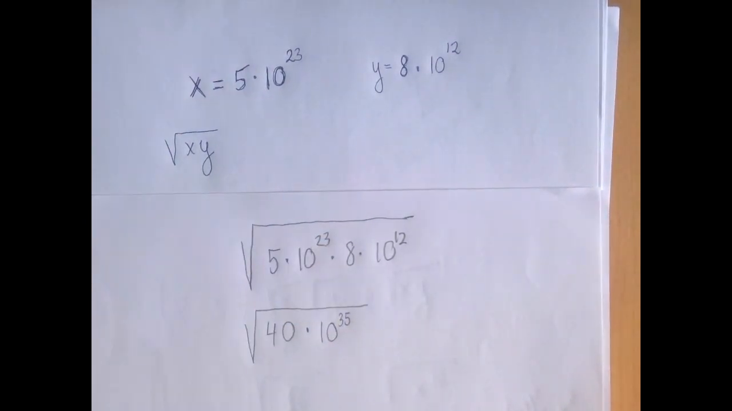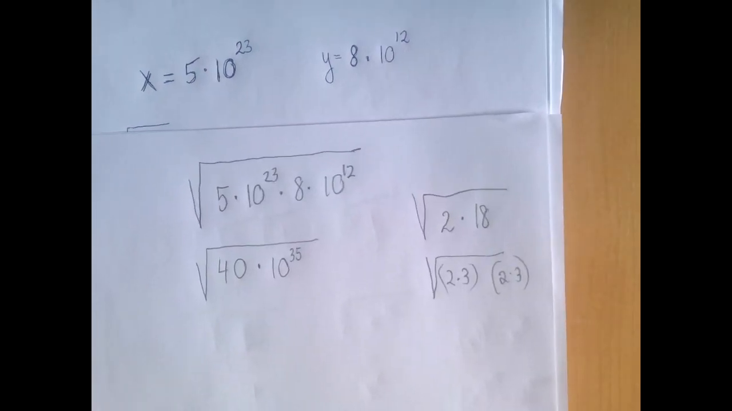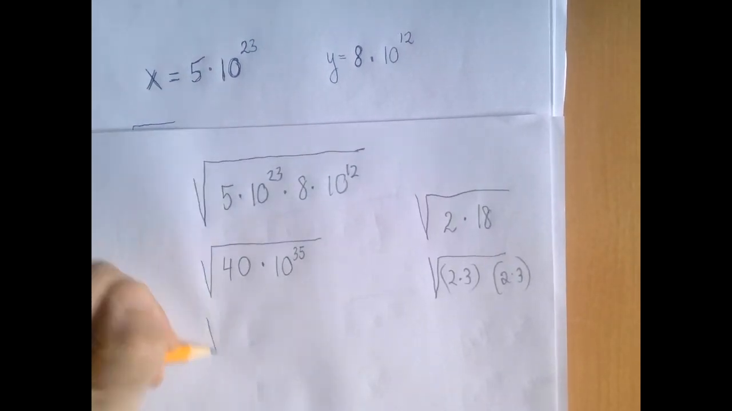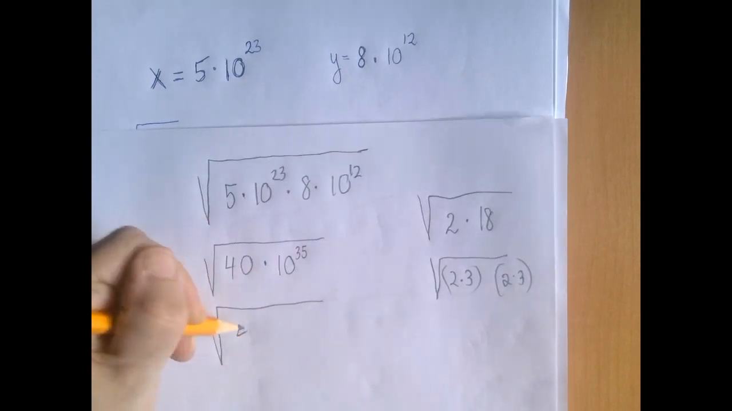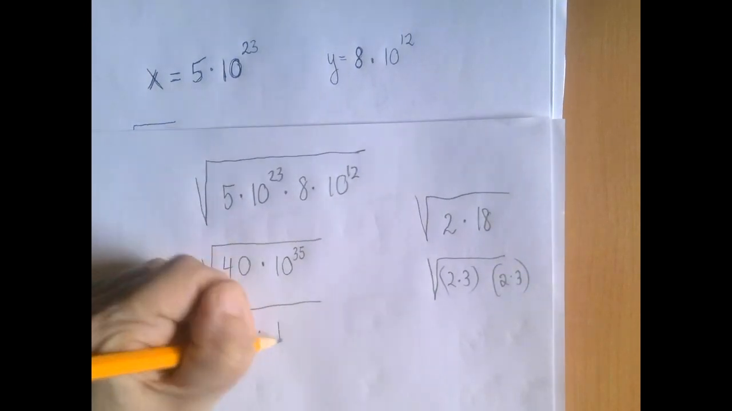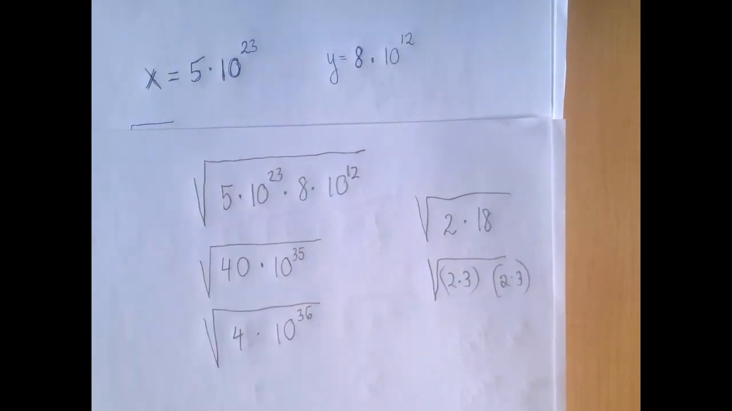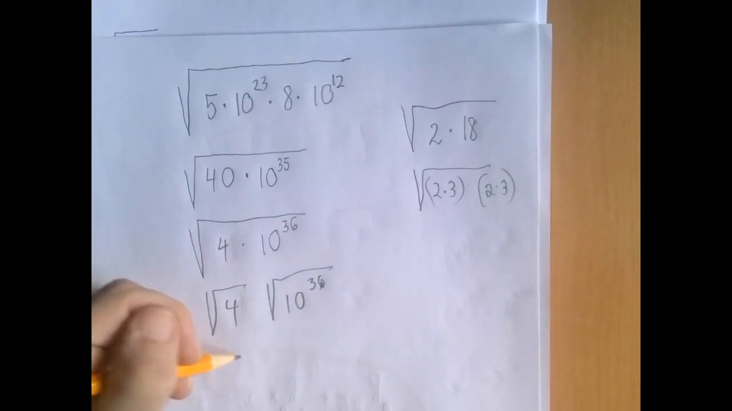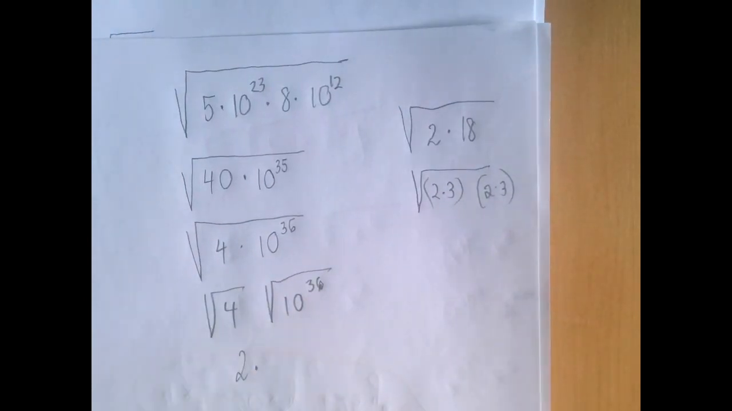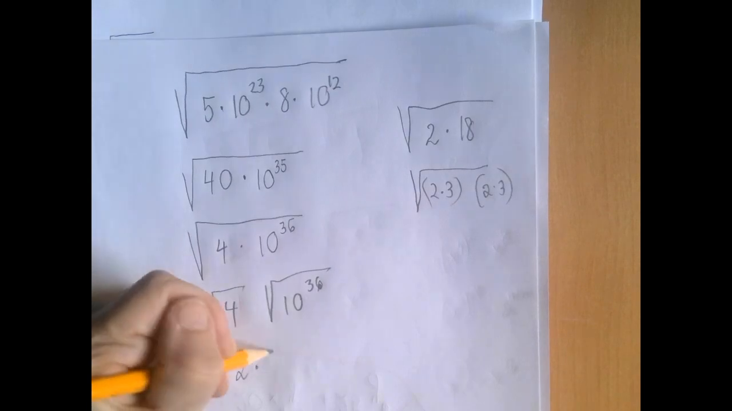And now let's notice that neither 40 nor 10 to the 35th power are squares. Even if we just went for scientific notation, we are much better off with 4, because it's a square, times 10 to the 36th power, which is a square. Square root of 4 is 2, and square root of 10 to the 36th power is 10 to the 18th power. And that is the answer already in scientific notation.